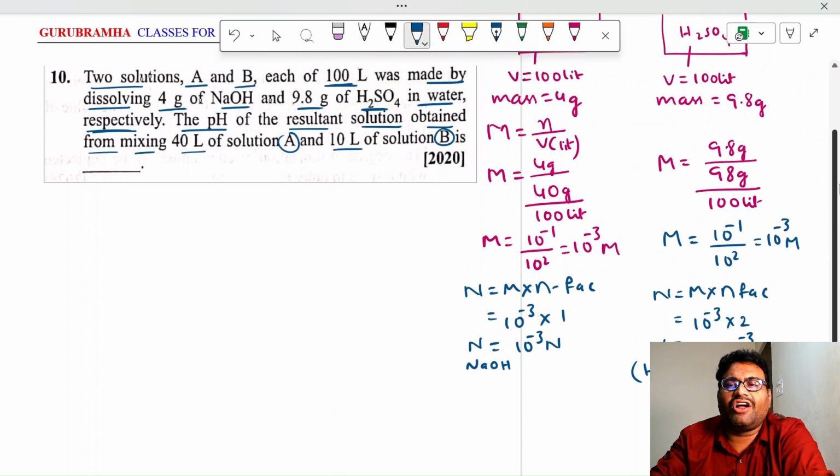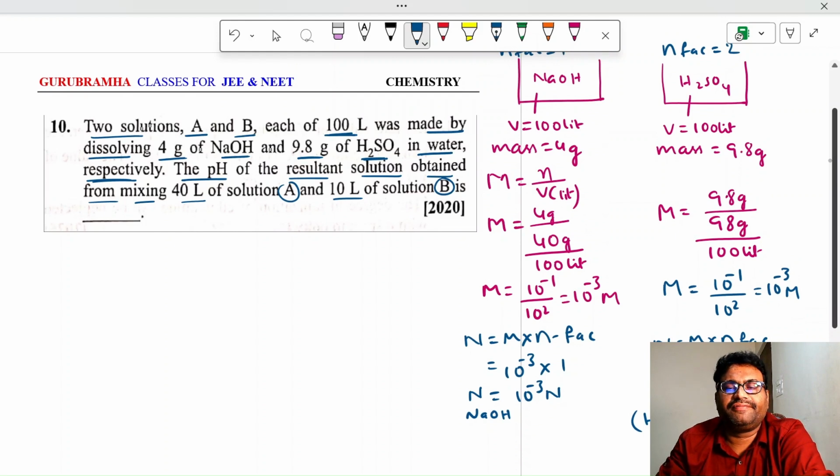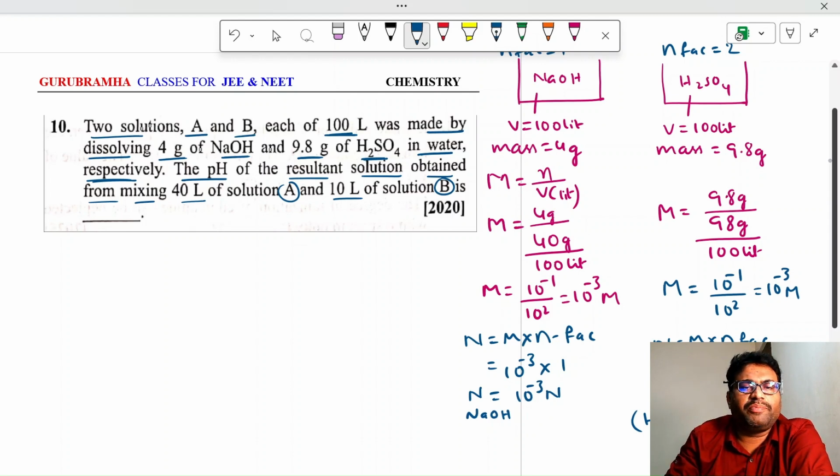Initially, we have calculated their concentrations. Now the remaining part is the pH of the resultant solution obtained by mixing 40 liters of solution A. A is what? NaOH. What is B? H2SO4. And 10 liters of solution B.